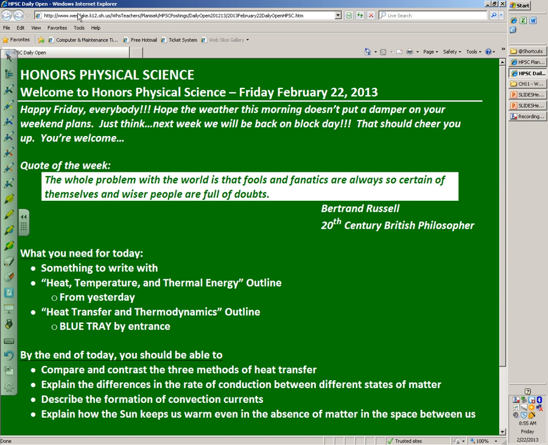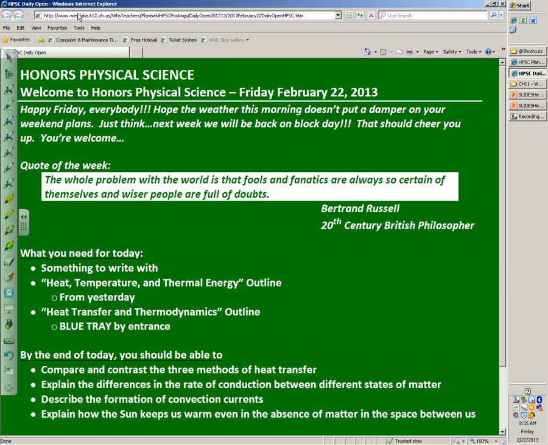All right. So in case you have not done so already, get the 2 outlines for today. The one says heat, temperature, and thermal energy. 12th period, you finished that one yesterday, but we're going to review a little bit. And then one says heat transfer and thermodynamics. That's a new one. It's on the blue tray.